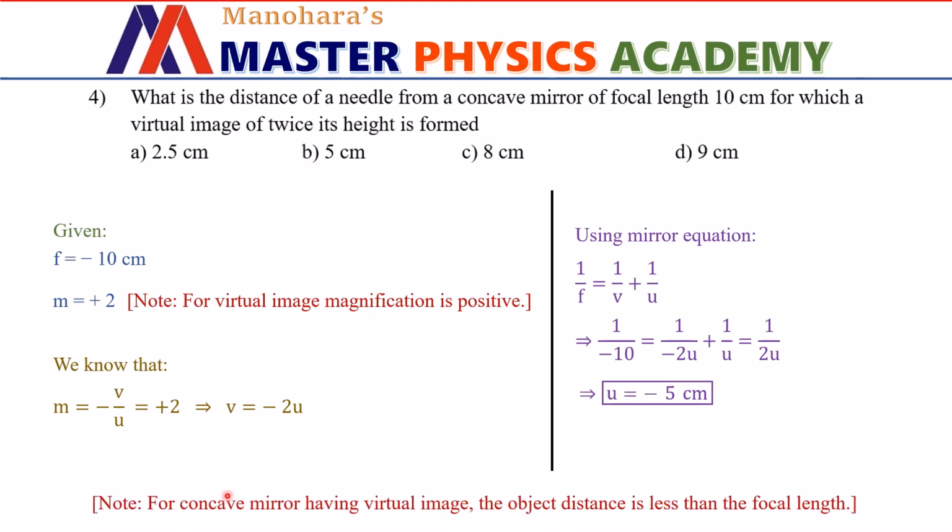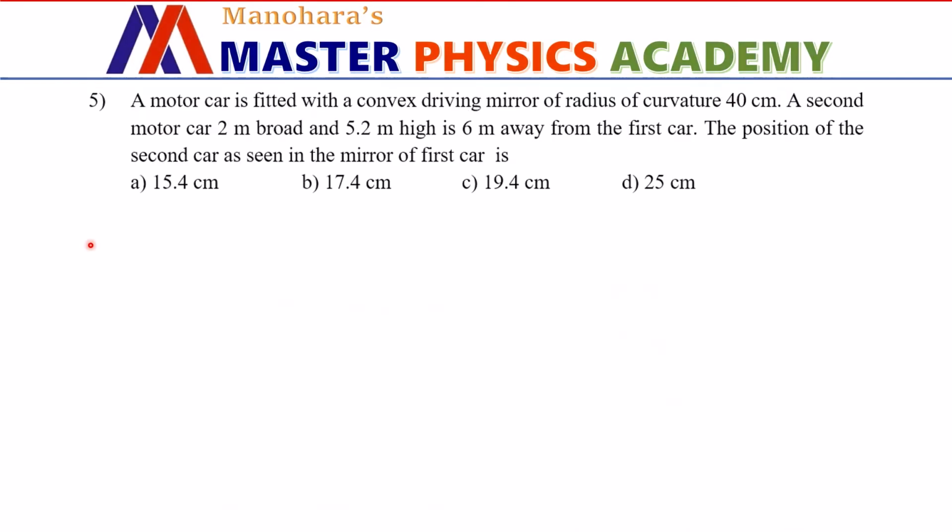Remember, for a concave mirror having a virtual image, the object distance is less than the focal length. This fact you may use for cross-checking purpose.